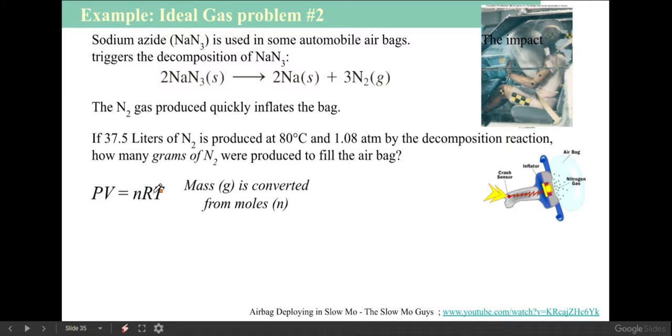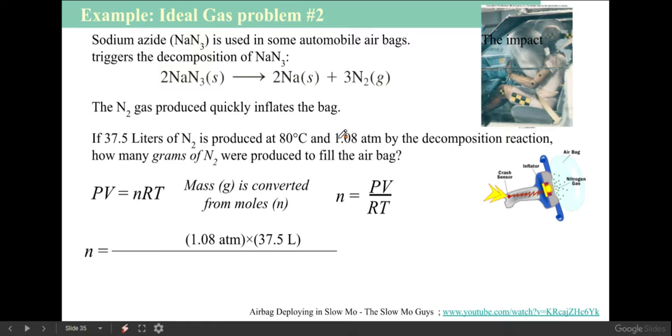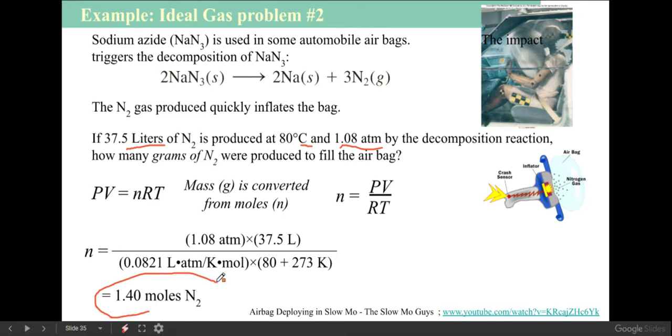So we're going to solve for n by rearranging. n is PV over RT. And once we know how many moles, then we can convert to grams. So we have our pressure and volume. We did not have to convert the units because they were good, atmospheres and liters, divided by the constant R, divided by our temperature, which is now in Kelvin, and we get 1.4 moles of nitrogen.